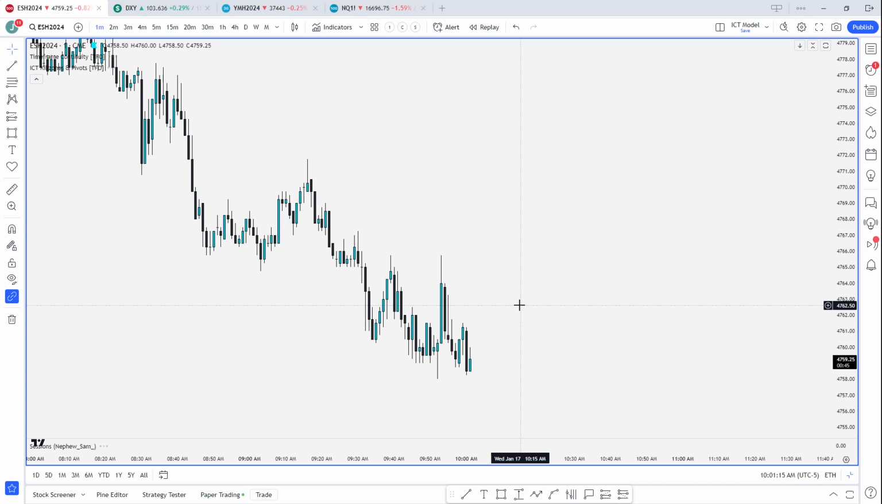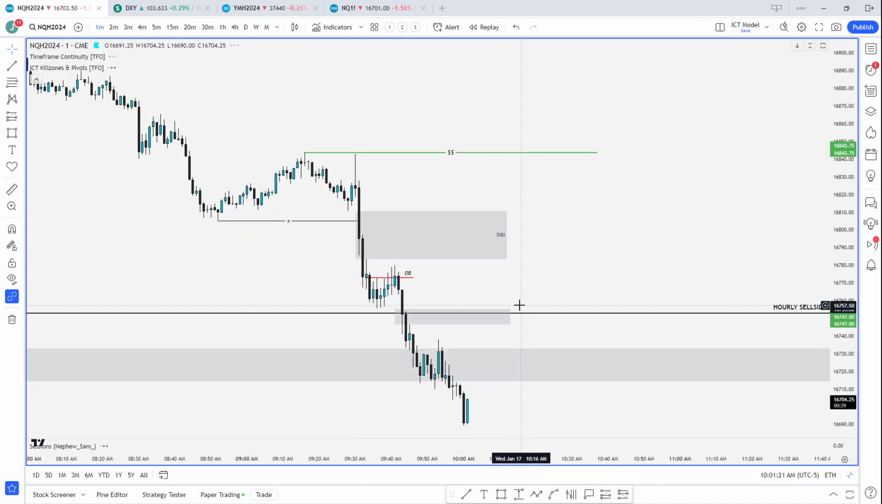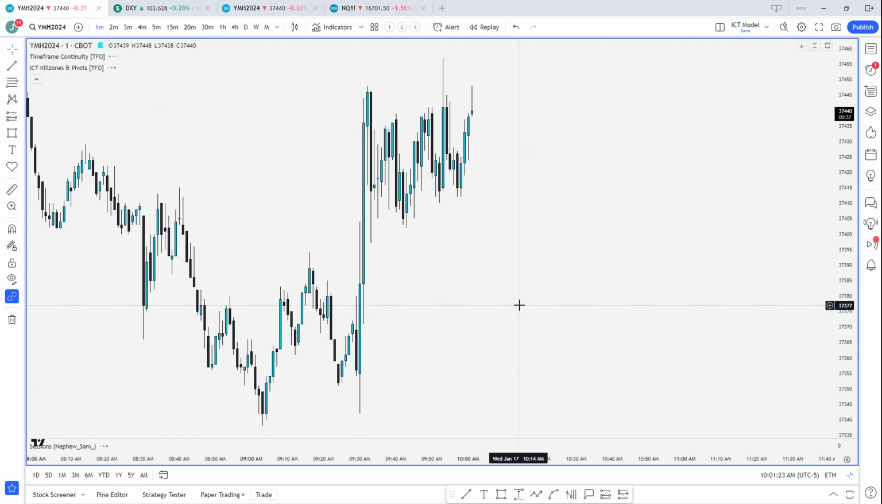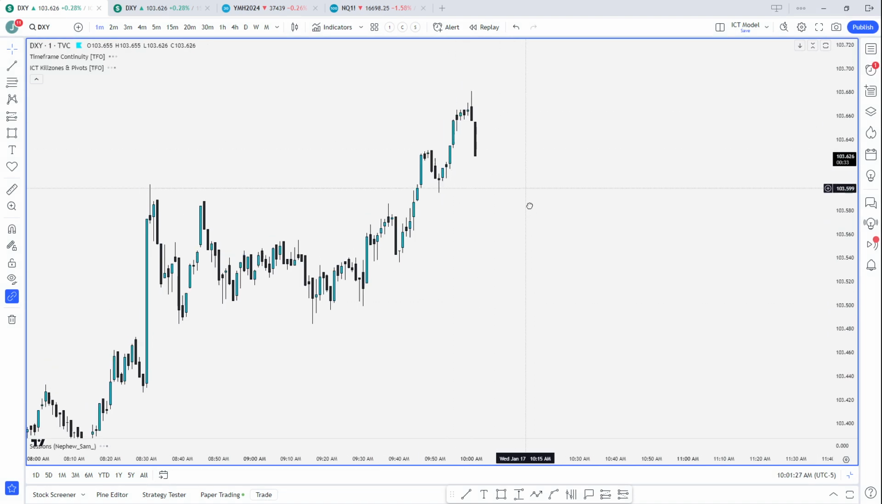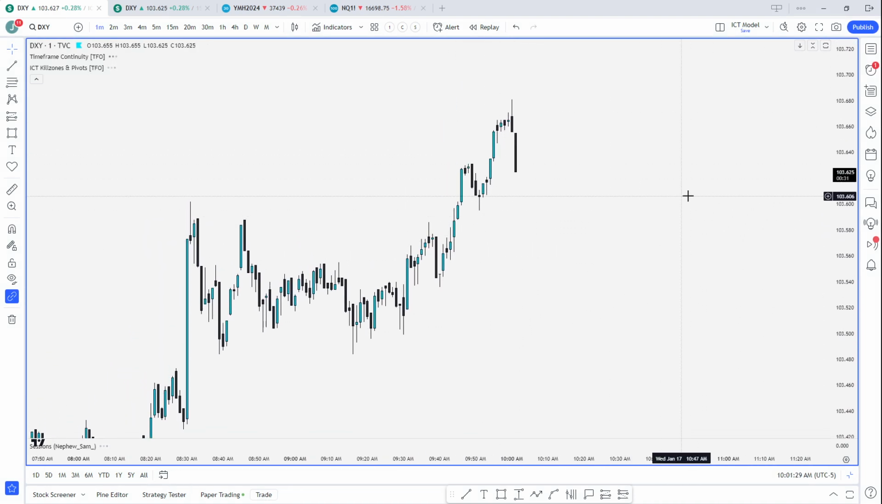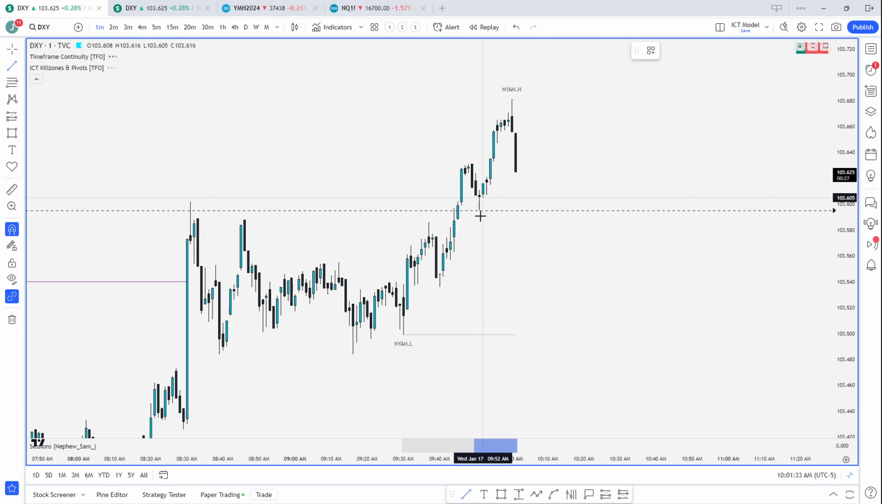ES barely getting any movement though. So we gotta watch if we're gonna sweep the AM low. DX, oh, finally some movement lower. All right, here's your classic market structure shift.